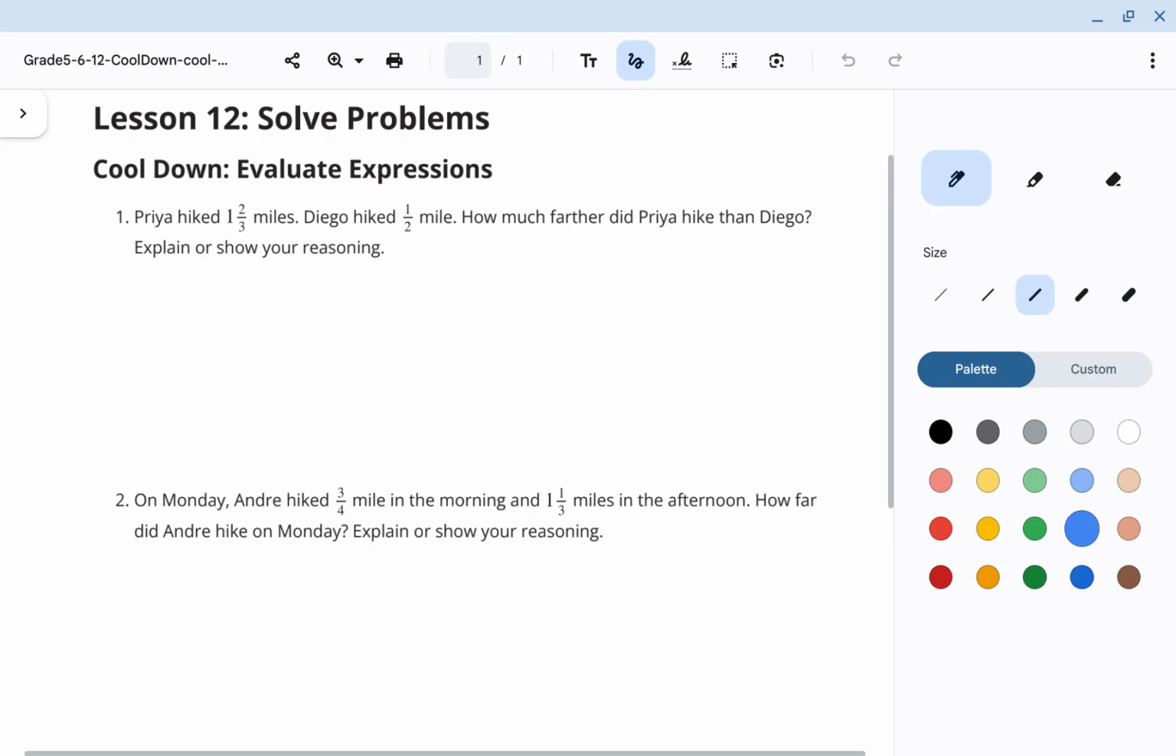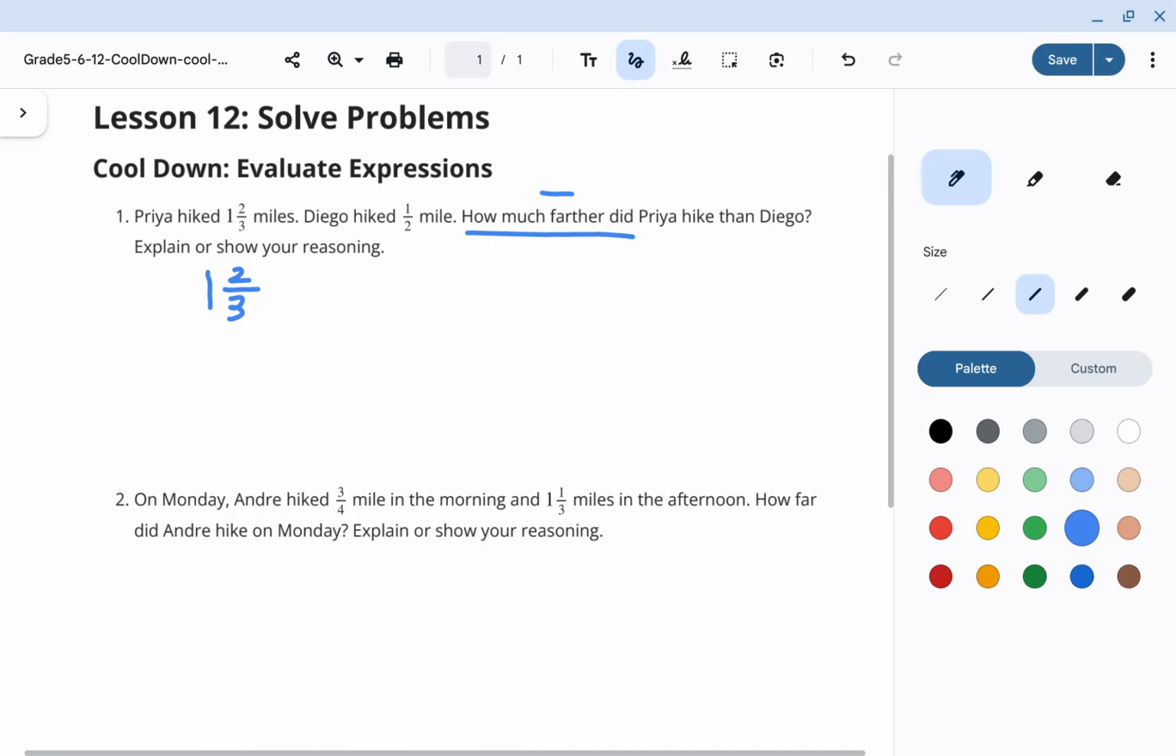Priya hiked 1 2/3 miles. Diego hiked a half of a mile. How much farther did Priya hike than Diego? So we know if we are being asked how much farther, then we are going to subtract Diego's value from Priya's. Priya's is more. So let's take a look at what type of denominators we're looking at.